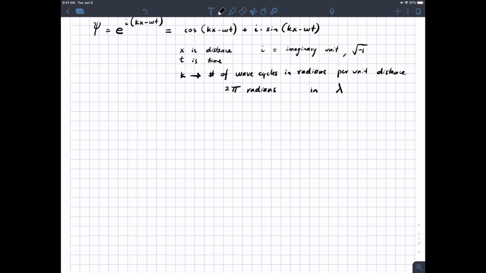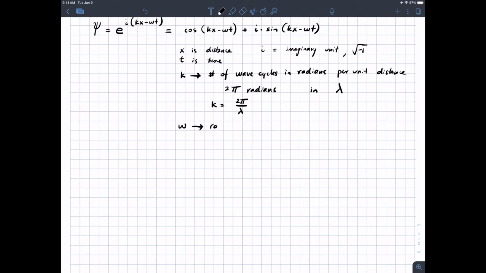That's one time around from the start of the wave to the finish of a wave. 2 pi radians in one wavelength. And in fact, you can define k as being 2 pi over the wavelength. All right. What about omega?